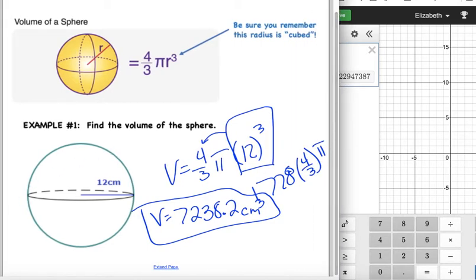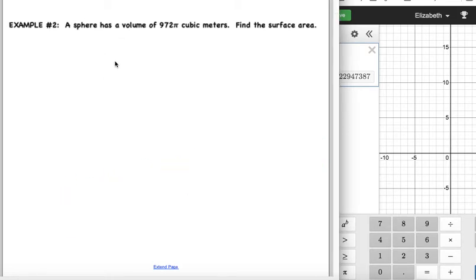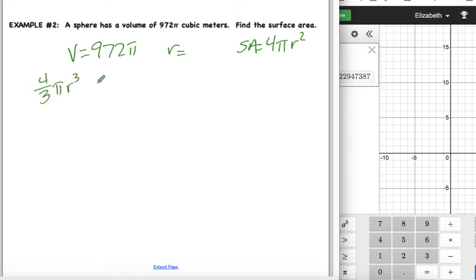So that's just like working forward, how you cube your radius and how you'll simplify the formula. Here is one where we are working backwards. A sphere has a volume of 972 pi cubic meters. We want to find the surface area. So we're going to use the volume to find the radius, and then use the radius to get the surface area. Remember that the surface area is 4 pi r squared from last week, and the volume, what we're doing today, is 4/3 pi r cubed.